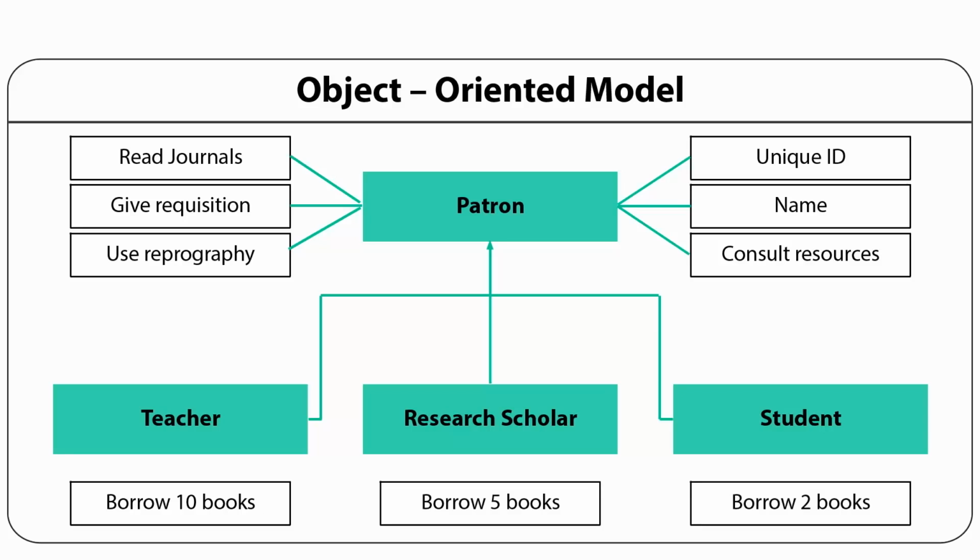But you see these classes inherit all the properties of patron. That means a student can borrow 2 books in addition to the properties possessed by the class patron. That means a student can read journals, he can give requisitions, he can use reprography, he will have a unique ID, he will have a name, and he can consult resources from the library. So these properties possessed by the class patron will be inherited by all the subclasses of the class patron, that is teacher, research scholar, and student.